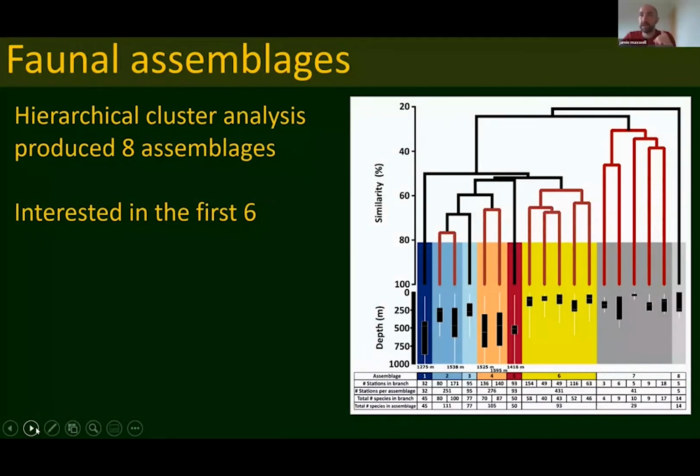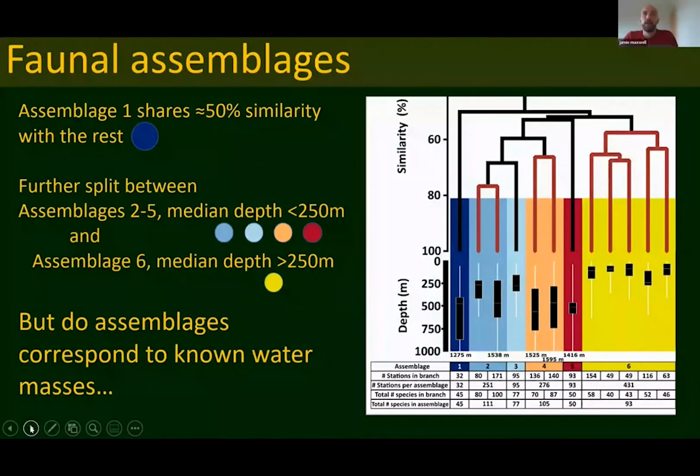Below each branch, you can see the depth ranges, so quite wide depth ranges, but the black boxes represent the middle 2 quartiles, with the median depth being the white line within it. So we had assemblage 1, which is the blue one, which is roughly 50% similarity with the rest, and that's kind of the out group to everything. And then there was a further split with the other 5, with assemblages 2 to 5 being below a median depth of 250 meters, and then assemblage 6, which is the yellow one, being above 250 meters. So there seemed to be some sort of depth related split there.